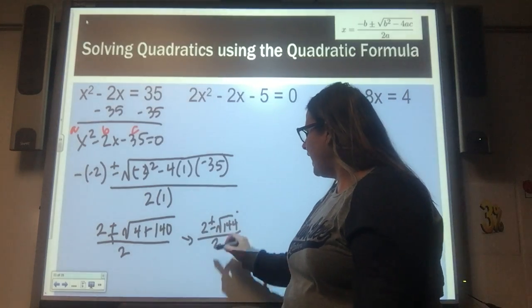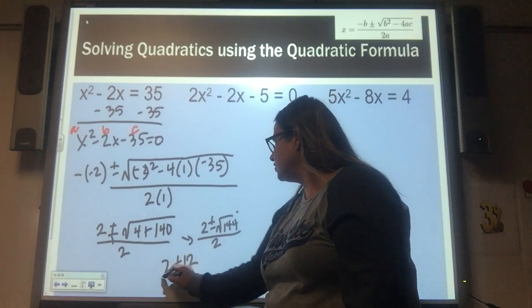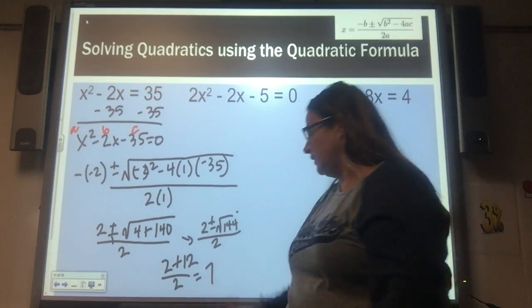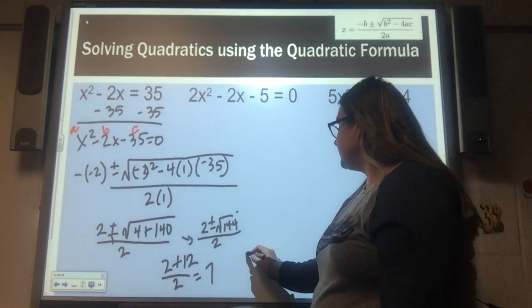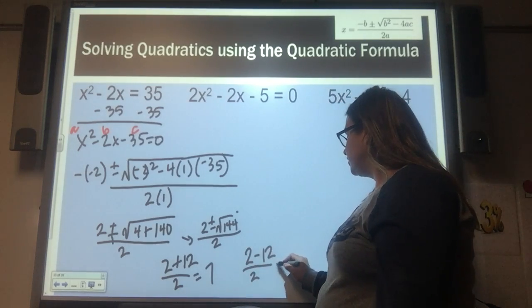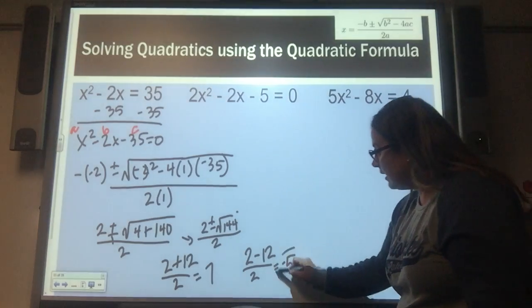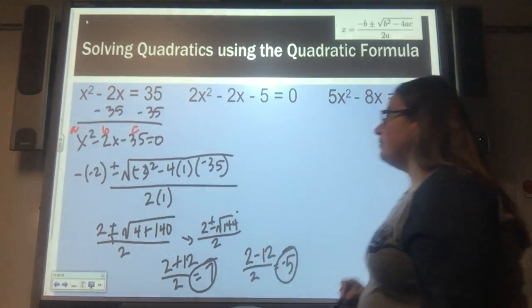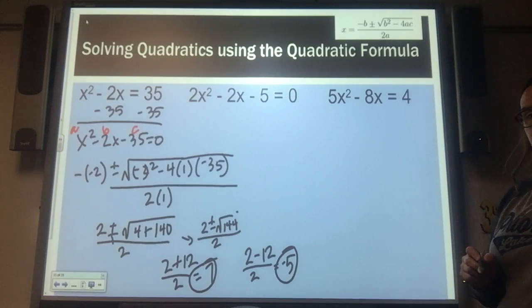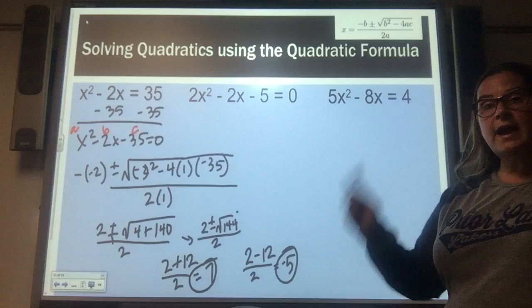Now, you have to figure out the numerator before you figure out the denominator. So I'm going to have 2 plus 12, which is 14, divided by 2 is 7. And I'm going to have 2 minus 12 divided by 2, which is negative 5. So my two answers are negative 5 and positive 7. X equals opposite b plus or minus the square root of b squared minus 4ac all over 2a.